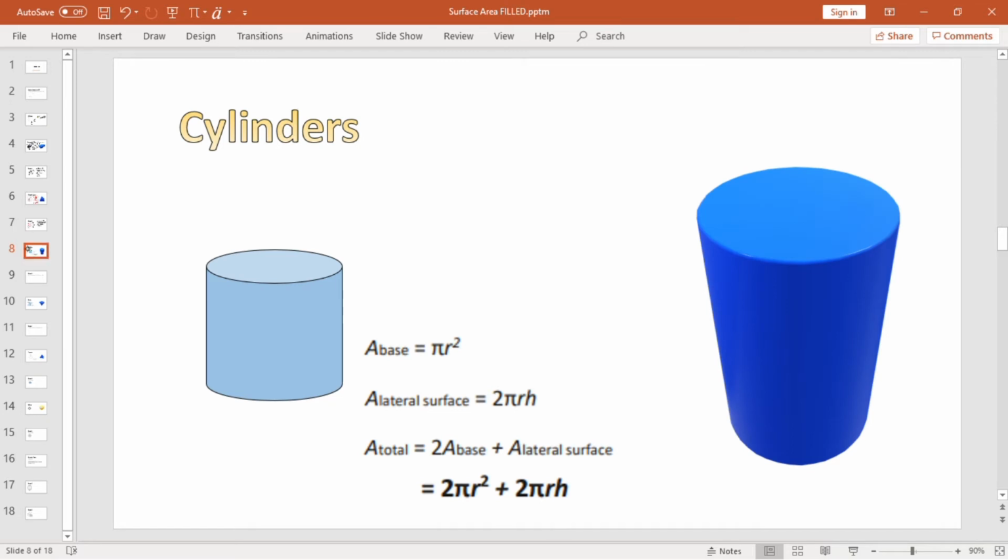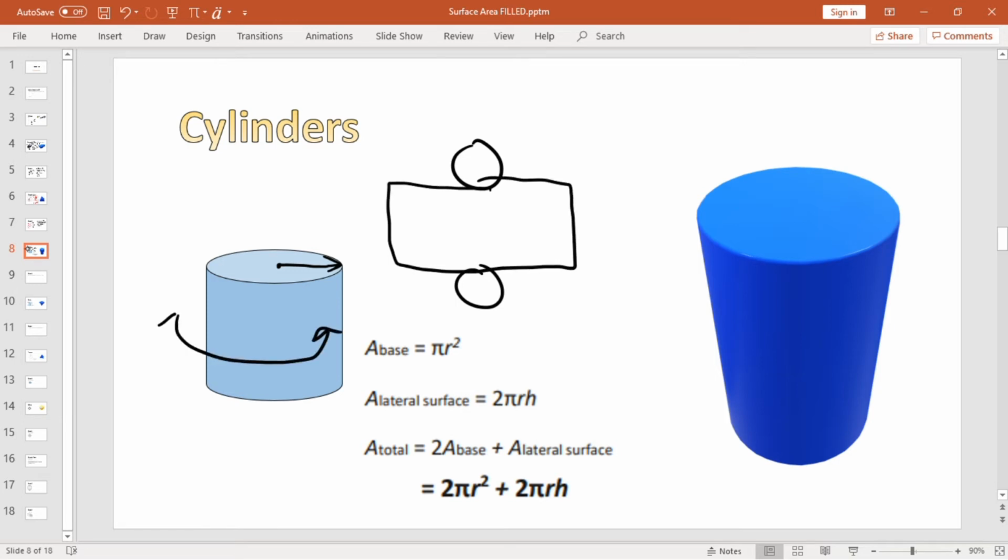Cylinders. So these are our soup cans. They're also our hot water tanks. Pipes are cylinders. You have a lot of applications for cylinders. Alright, so what do we have here? We have a circle for the top and a circle for the bottom. And then we have this wraparound on the side. I notice that if I were to pull off the side, this distance wraps around the circles, so it's a circumference. And then we have our height that goes here and here.